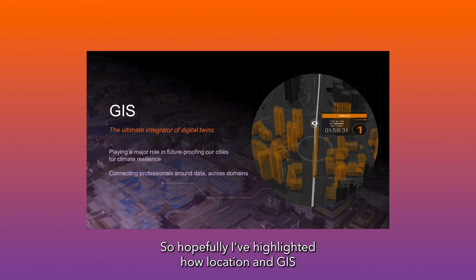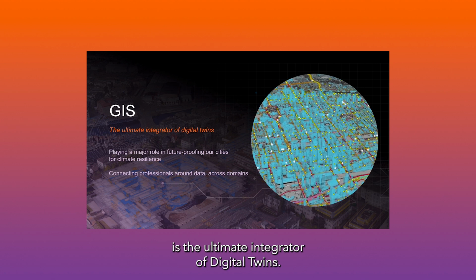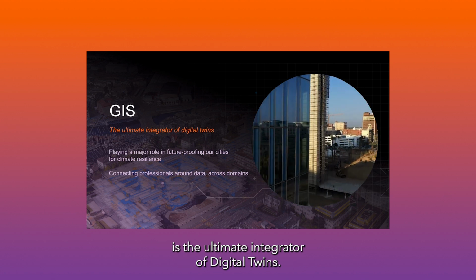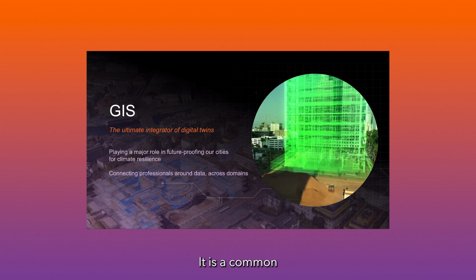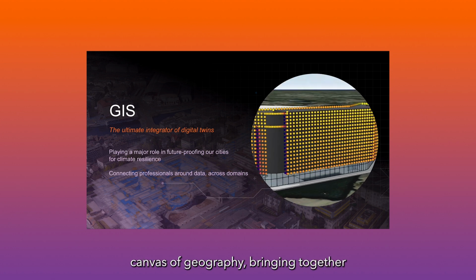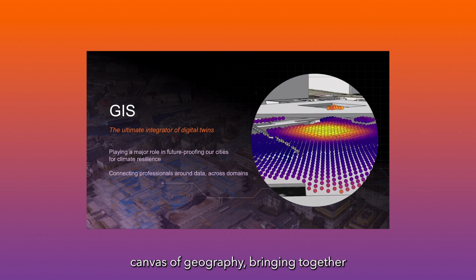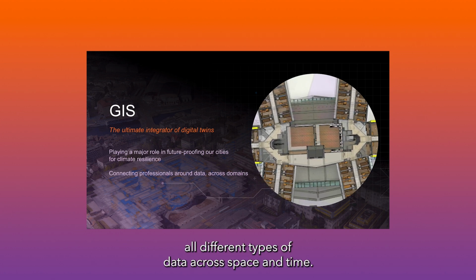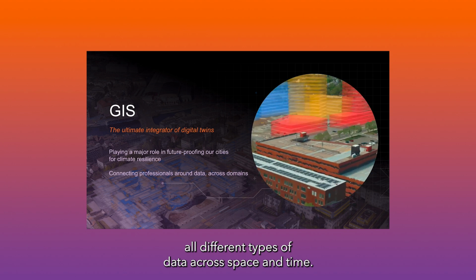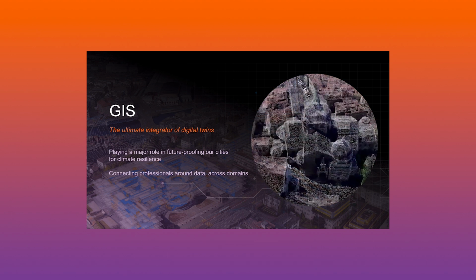So hopefully I've highlighted how location and GIS is the ultimate integrator of digital twins. It is a common canvas of geography bringing together all different types of data across space and time.